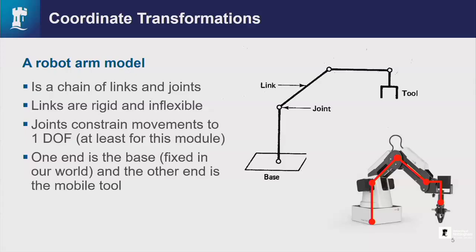If they did flex, that's going to give us an enormous amount of problems. Joints for us in this module will constrain movements to 1 degree of freedom. So a revolute joint whose axis of revolution is out towards you will only allow movement in the plane of the board, for example. It can't go in and out of the board, it can only move in the plane of the board. So we've constrained the movement of whatever's attached to that revolute joint to only be able to rotate. Can't move up or down, can't move in and out, it will only rotate in one dimension.